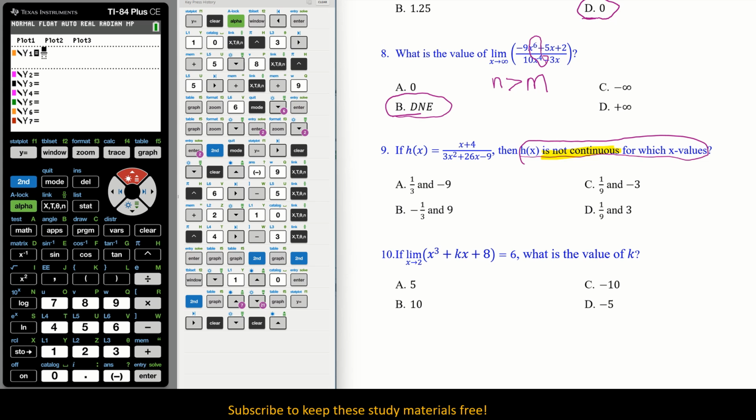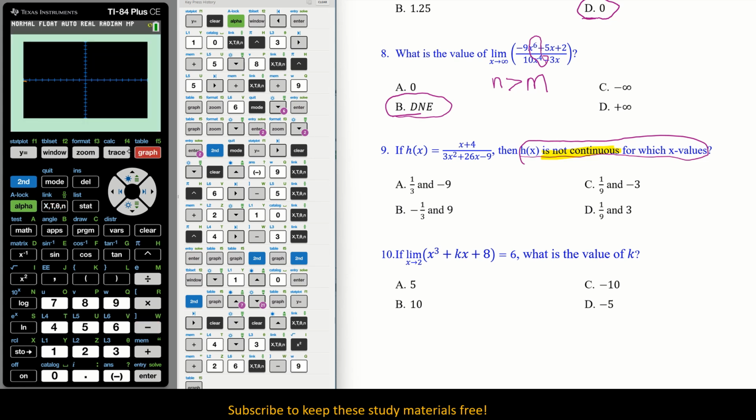Right, go back up. So we have x plus 4, and I arrow down. 3x, and I can just do square on that one, and it automatically goes over for me. And then I say plus 26x, and that is right. And then I say subtract 9. Okay, let's graph that. Oh, goodness, goodness, goodness.